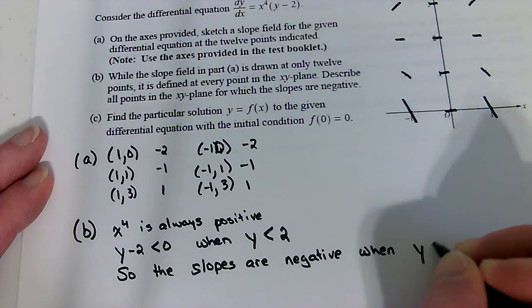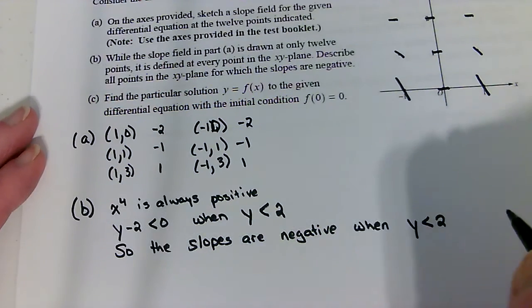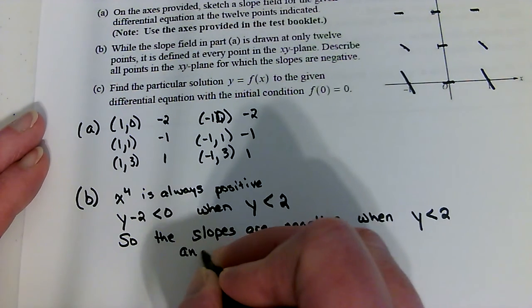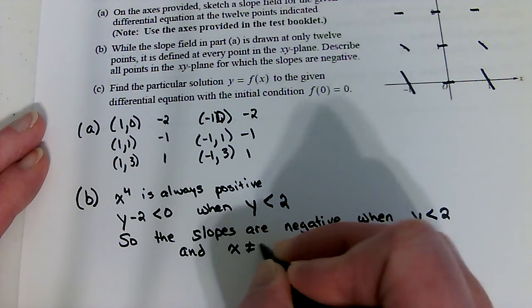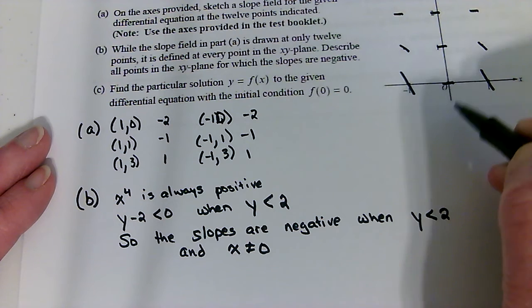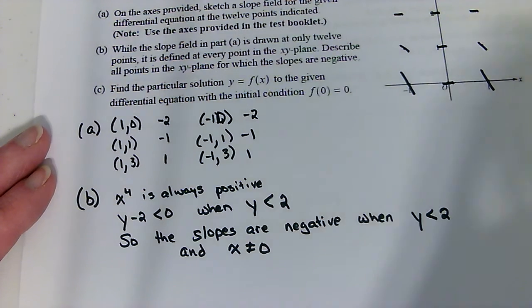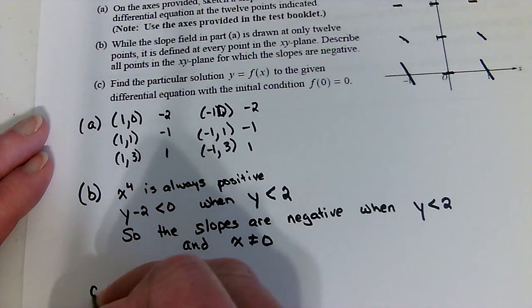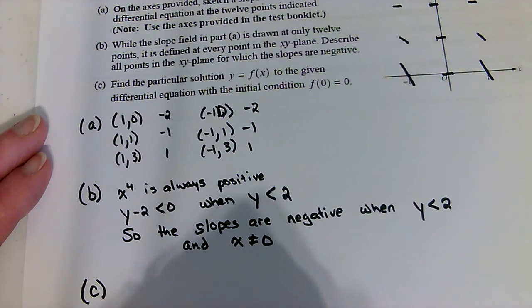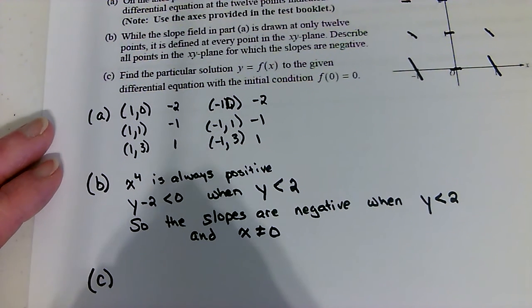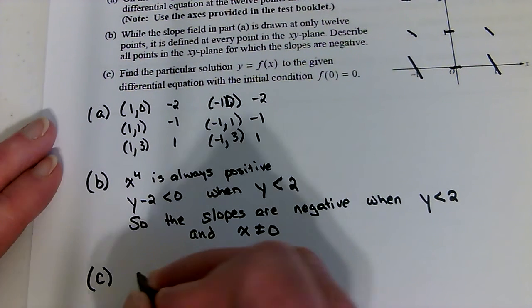When y is less than 2 and x is not 0. Note, if x is 0, we're going to have a slope of 0. Then it says find the particular solution if we know that f of 0 equals 0.